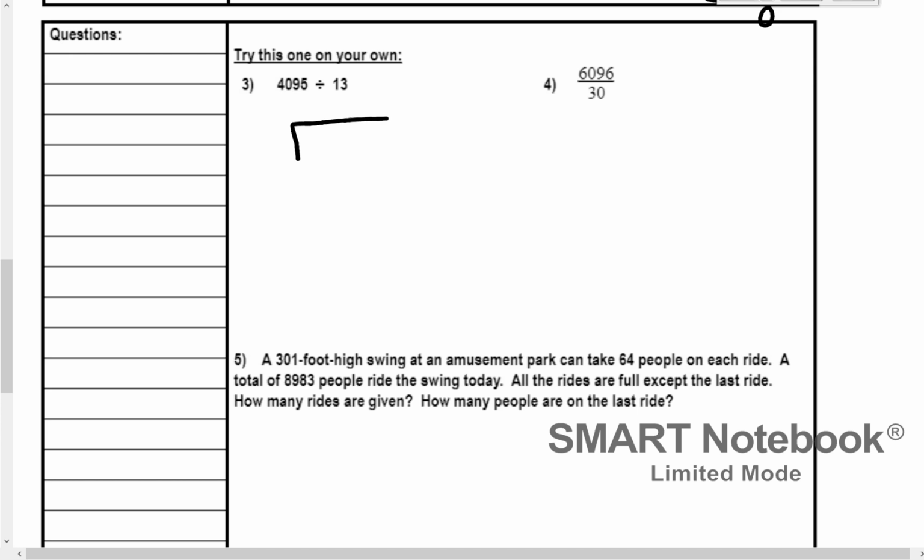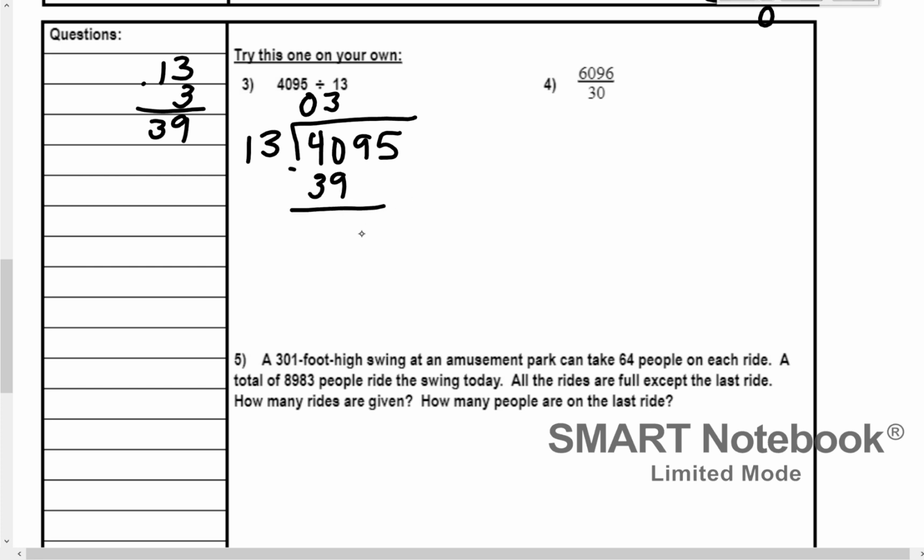All right, so if we are watching now, we should already have this problem completed on our paper, and we're just checking our answer. So I'm going to move through this a little bit quicker. We are dividing 4,095 by 13. We say, how many times can 13 go into 4? 0. How many times can 13 go into 40? That's going to be 3 times, because I know 13 times 3 is 39, which is super close to 40. We subtract, we get 1 left. Okay, is 1 smaller than 13? Yep, so I'm good to go.